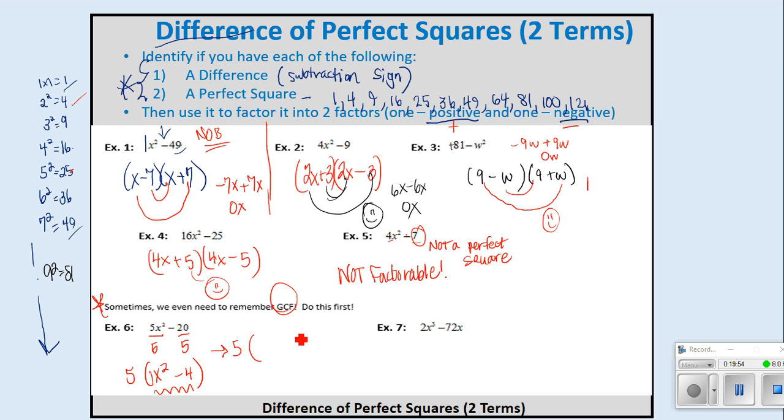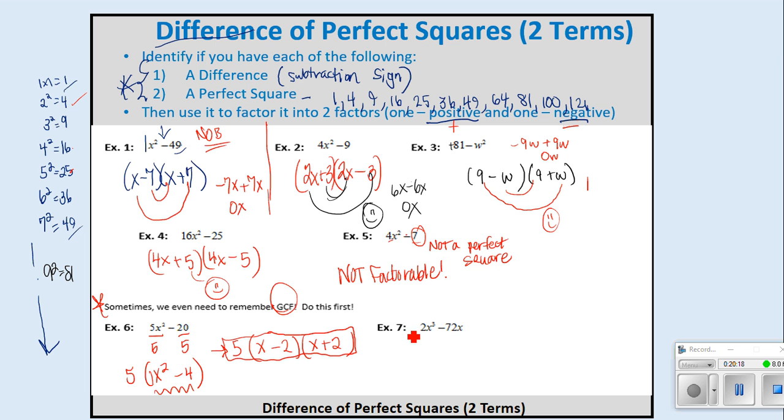So the answer to this problem would be 5, because we bring the 5 out, keep that in front, and then we're going to have 2 answers again. What makes 1x squared? Well, an x and an x. What makes 4? 2 and 2. One is negative, one is positive. That is the final answer. So we have to have the greatest common factor there plus the difference of 2 squares there as well.